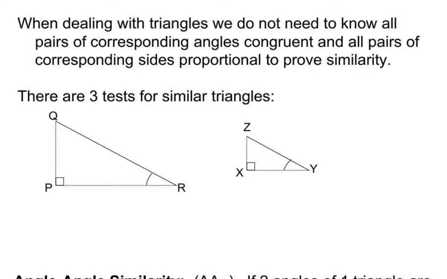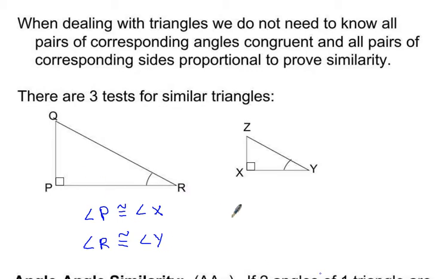But the nice thing is there are 3 shortcuts that we can use to tell that triangles are similar, and the first one is angle similarity. To use angle similarity, you have to have 2 angles that are congruent to 2 other angles inside of these triangles. In this case, angle P is congruent to angle X, and angle R is congruent to angle Y. Because we have 2 angles congruent, these 2 triangles are going to be similar to each other.